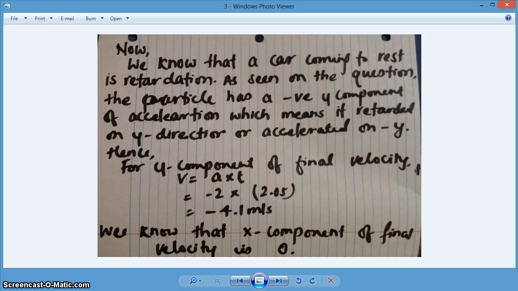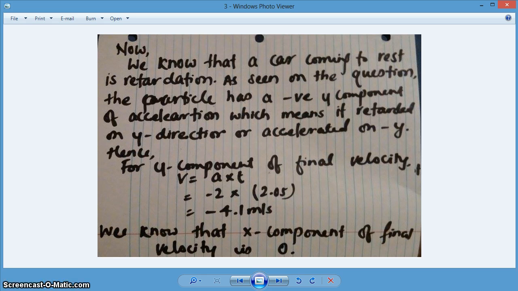Now let's compare this particle to a car coming to rest, which is known as retardation. A car coming to rest is called retardation. As we can see in the question, the particle has a negative y component of acceleration, which means it retarded in the y direction. Likewise, we can also say it accelerated in the negative y direction. Hence, we'll solve for the y component of final velocity, which is given by v equals a times t, which is a simple velocity formula.